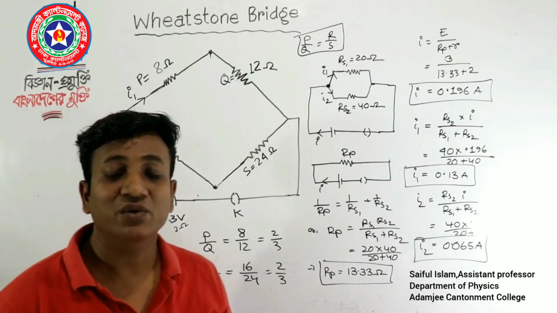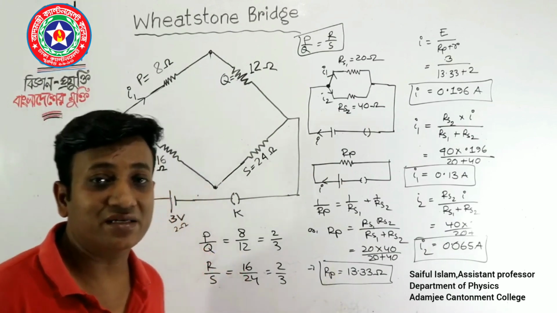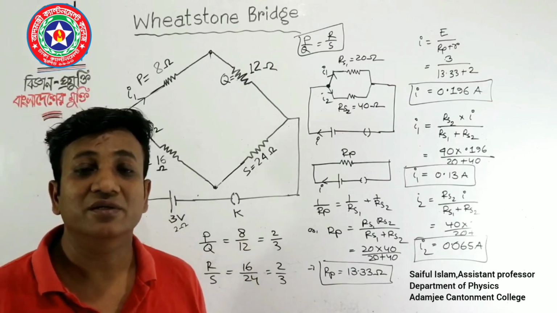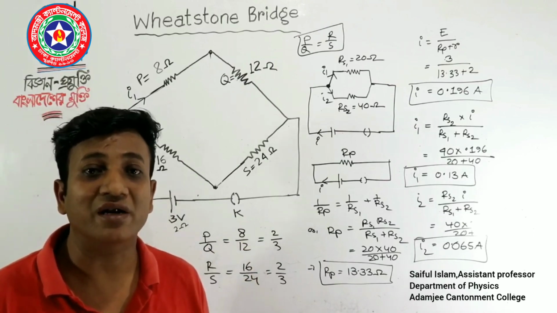In this way we can calculate the main current and the branch currents of a balanced Wheatstone bridge. I hope you have understood it.